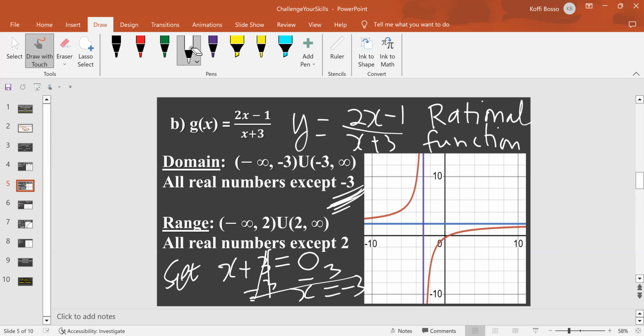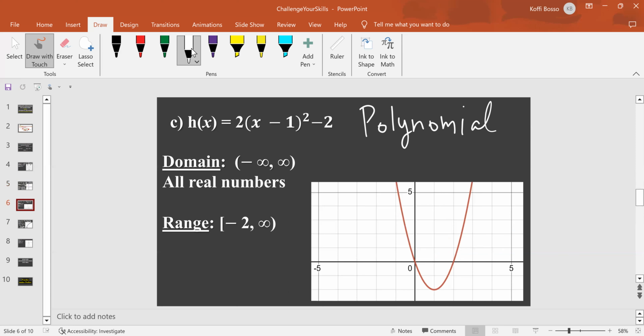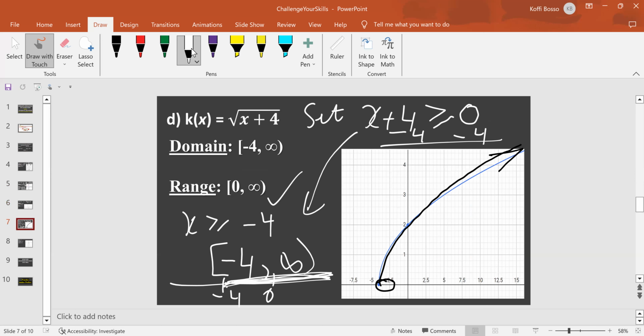So that's it for any rational function you have. You set the denominator equal to 0 to solve for x. Now, if you know the x value, you take it out from the domain. That's the reason we say all real numbers except -3. Now, if you go back to our function, we have this polynomial and all real numbers for the domain, but the range is -2 to infinity. For this one with a square root, we set the inside greater than or equal to 0 and solve for x.